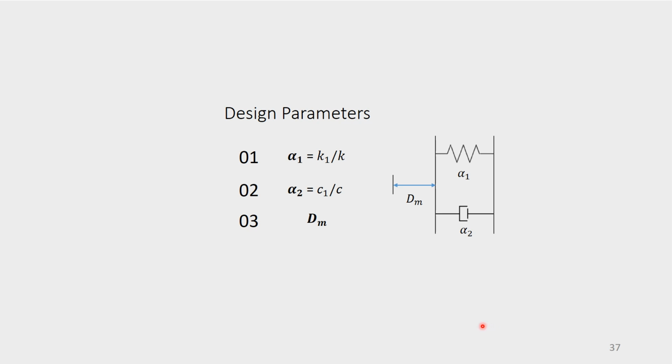So how do we design the displacement restraint mechanism? There are three important parameters. We want to use normalized values, so we use alpha 1 and alpha 2 to represent K1 and C1. Alpha 1 will be K1 divided by K, and alpha 2 will be C1 divided by the original structure's damping coefficient C. And the third is dm, the trigger distance.